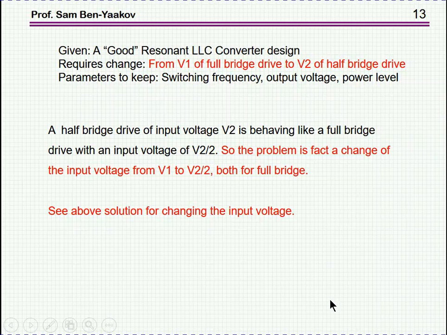Let me move now to the last case that I'm considering. Suppose we have a good resonant LLC operating in full bridge, but I'd like to operate it in half bridge. When you operate the converter in half bridge, the actual square wave is half the voltage. So you can consider the two cases, the full bridge before and half bridge after the change, as if they were both full bridge, except that you moved from an input voltage of V1 to an input voltage of V2 over 2. V2 is the voltage of the half bridge, but the full bridge equivalent is V2 over 2. So it's a case of changing the input voltage, which we have discussed earlier, and you can follow this procedure.